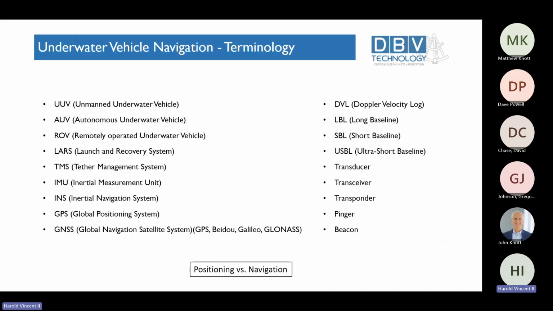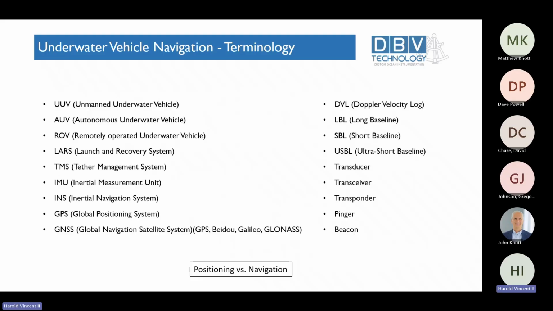And it might be speed through the water, or it might be speed over ground. And a DVL, using a Doppler principle, is providing speed over ground, and it ties into the inertial navigation system, as we'll talk about. And then there's three terms here for acoustic positioning systems: LBL, or long baseline, short baseline, and ultra short baseline. And those are acoustic positioning systems and techniques that are used to get positions while underwater when GPS is not available, to allow an input to an inertial navigation system.